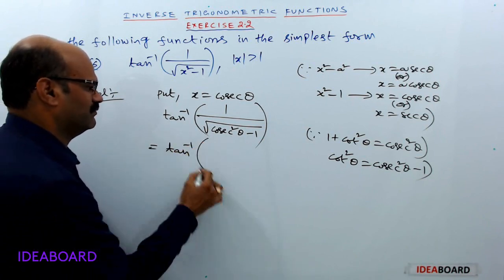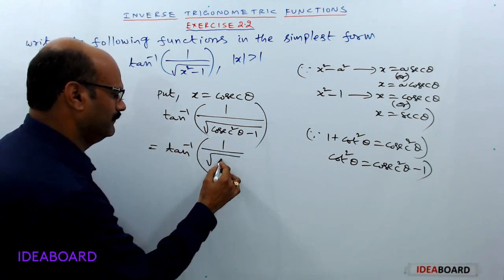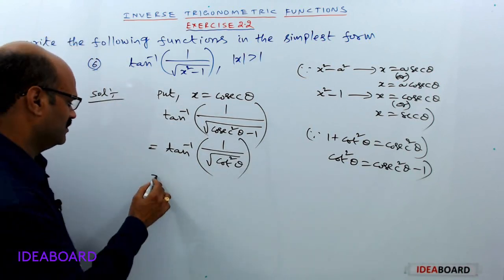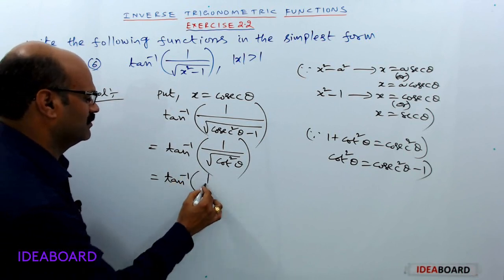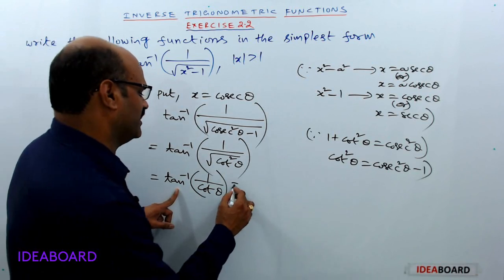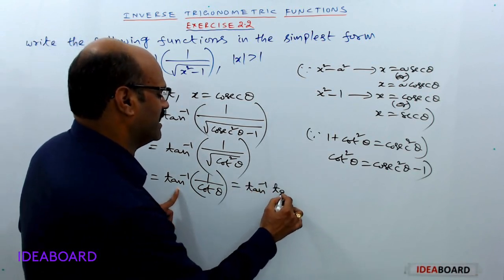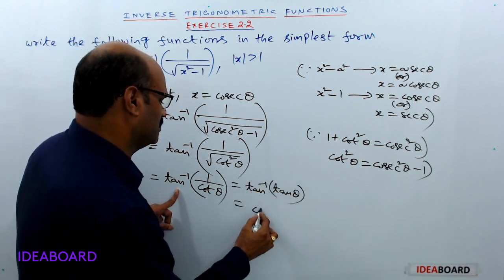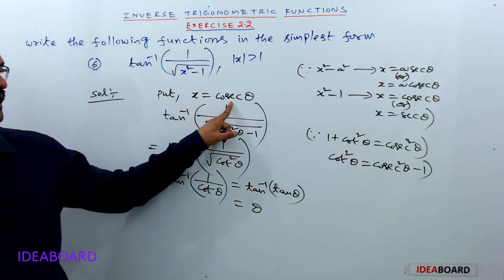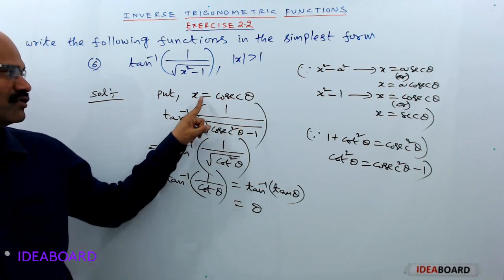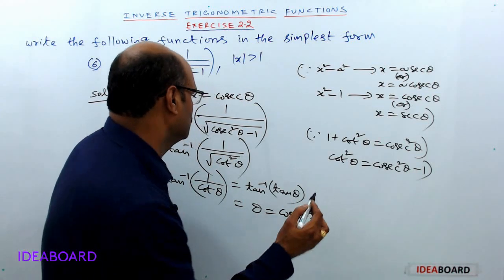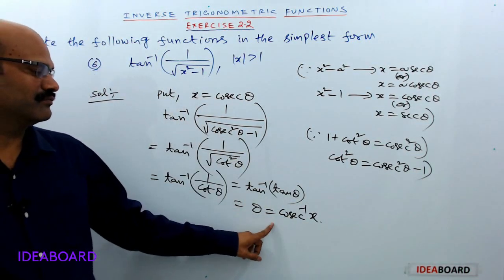Equal to tan inverse of 1 upon square root of cot square theta, equal to tan inverse of 1 by cot theta, equal to tan inverse of tan theta equal to theta. So theta, where x equal to cosecant theta, implies theta equal to cosecant inverse x. Hence proved.